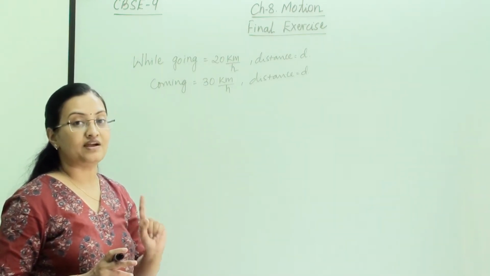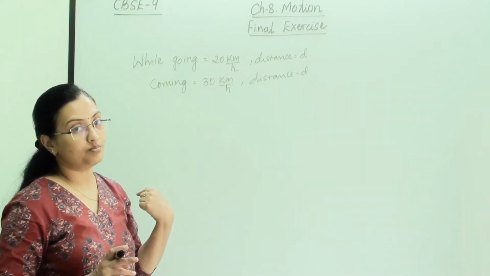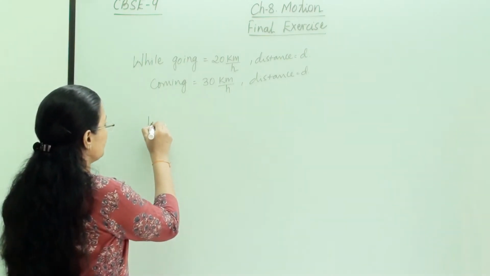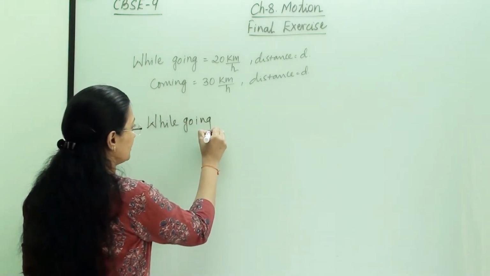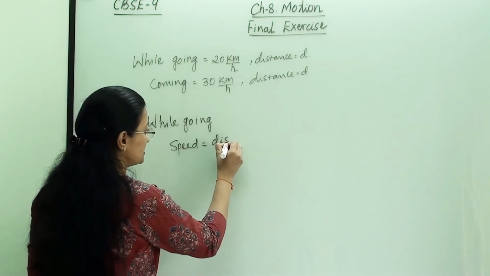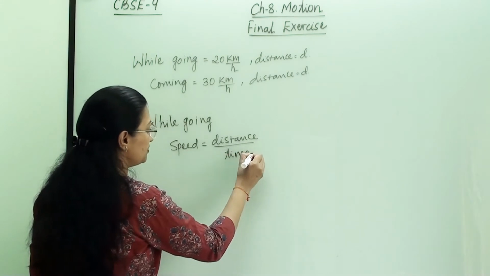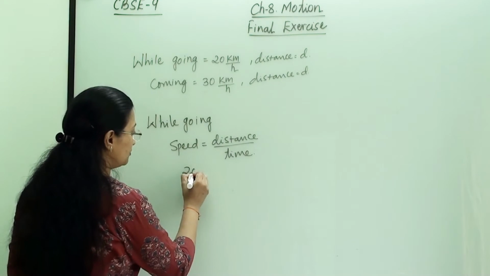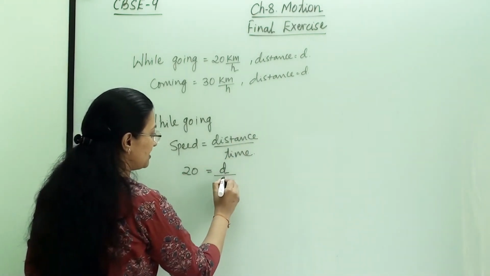So first we will find out the time, that while going how much time he will require and while coming back how much time he will require. So first we will write that while going. While going we know what his speed was. So speed equals distance divided by time. From this we will find out the time he will require. So we know that 20 equals d, the distance, divided by t.